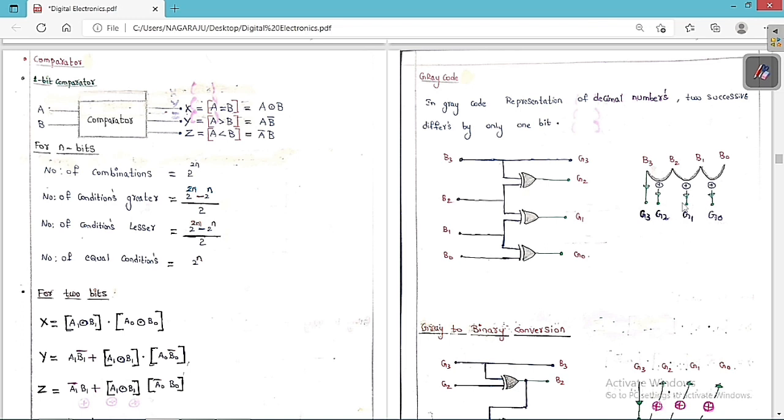So you are going to get it like this. This is the way that we are converting the binary format to the gray code format.